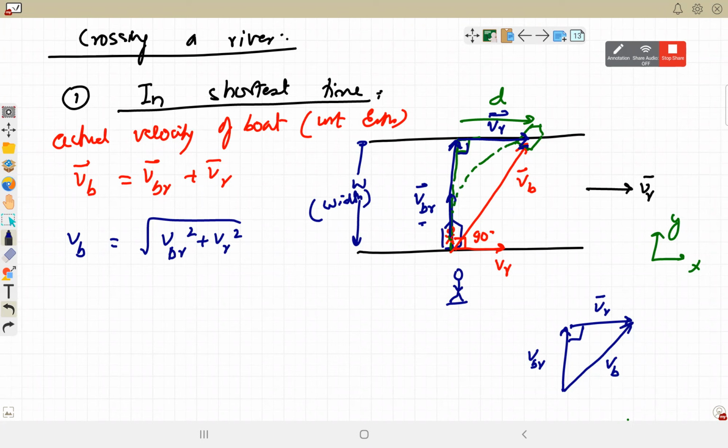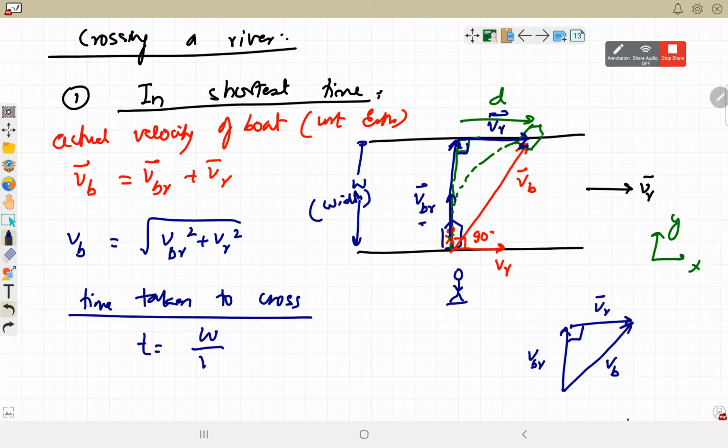What is the time taken to cross? Time taken to cross the river. River को cross करने का मतलब y direction में जाना. There is no acceleration in any direction. So y का displacement divided by y की speed. Y direction में displacement है W और y direction में speed है VBR.